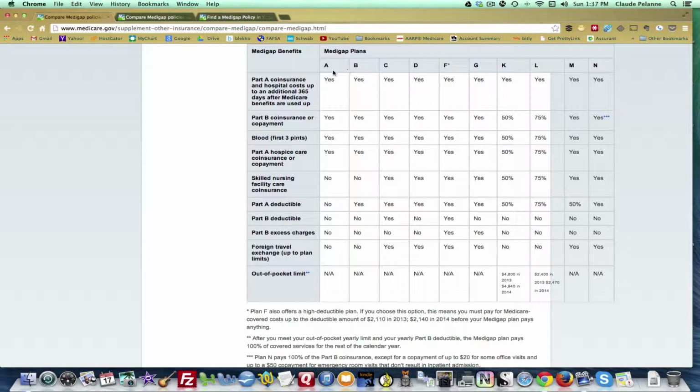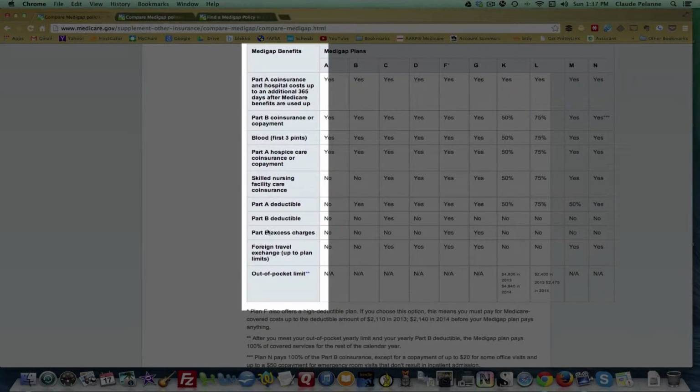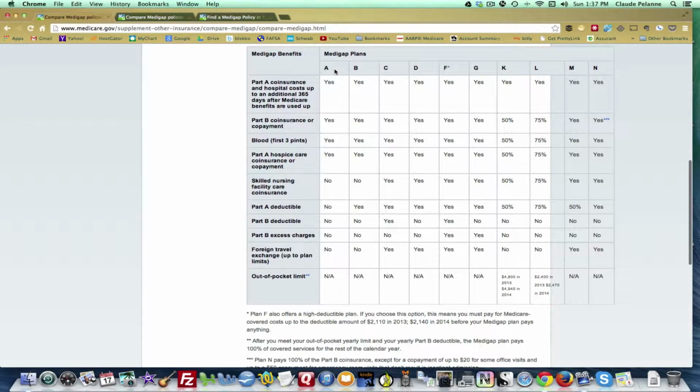So in Medigap plans, you have an upper nav bar here that has the designation of the different plans, A through N. And then on the left-hand sidebar, you have the 10 benefits that are offered. Now, there's some information on most of them. The out-of-pocket limits, you don't get much information at all except about plans K and L. So if we look at Plan A, let's just take Plan A and then we'll go through the others.